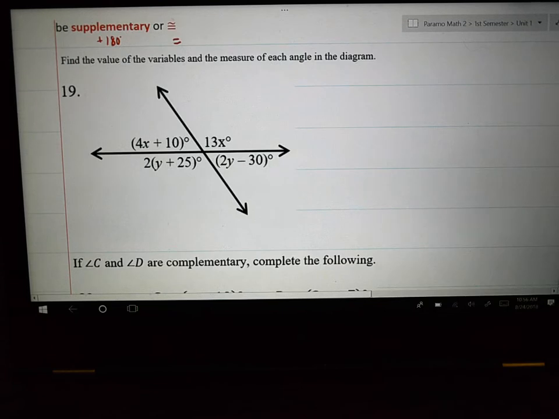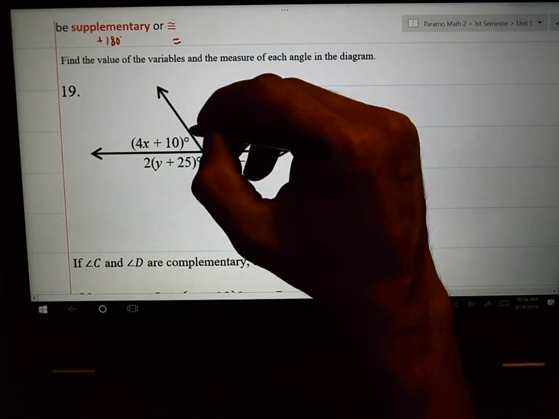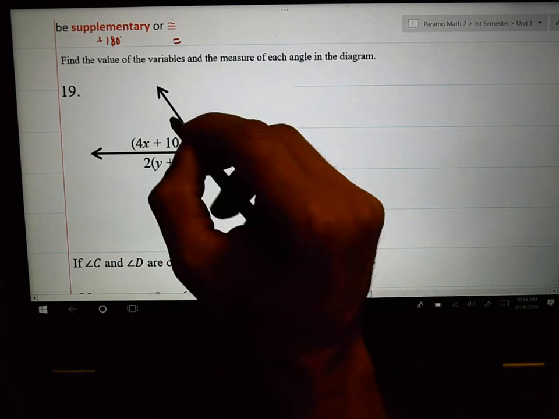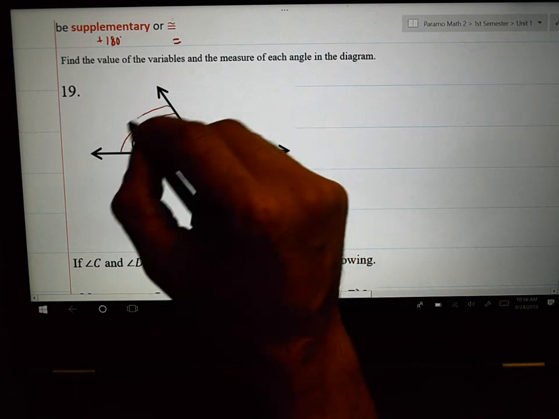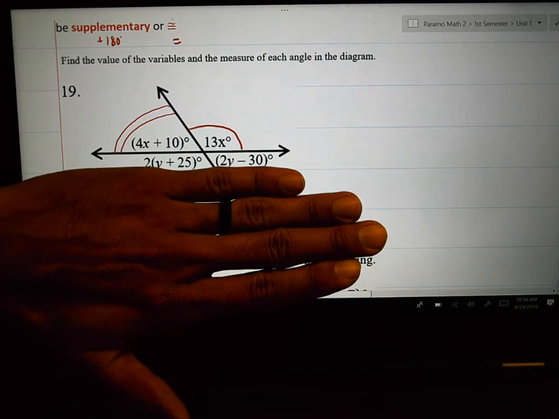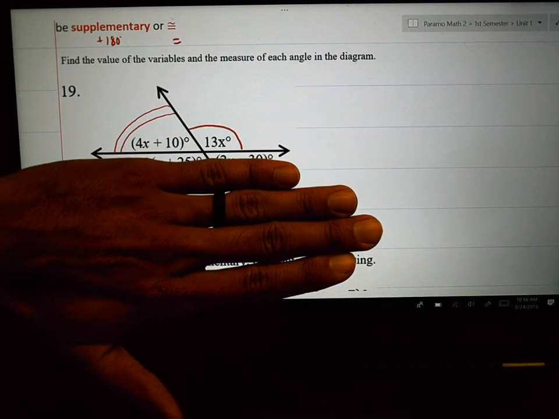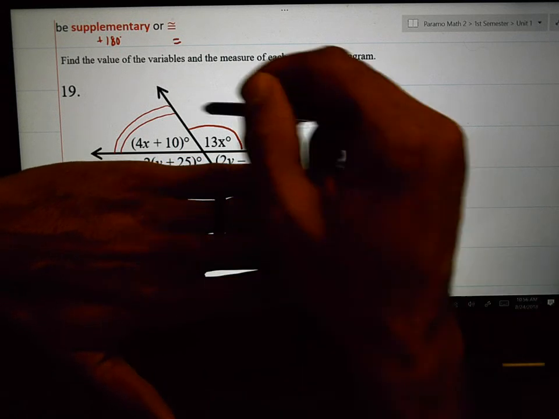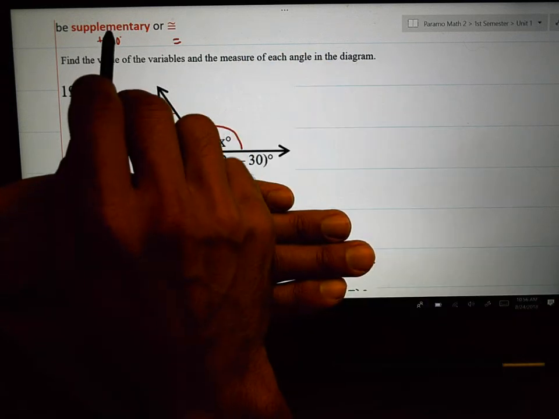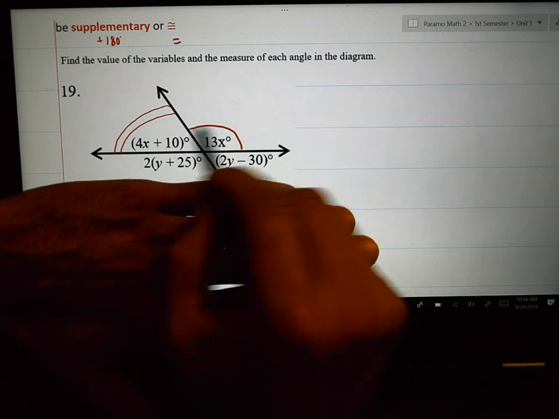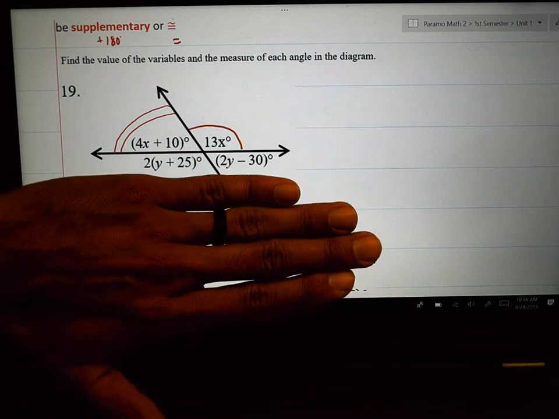So for number 19, this one is 13x, and the other x is here. This one is 4x plus 10. I want to ignore the y's and only figure out the x's first. And I have to figure out, are these supplementary or are they equal to each other? Are these equal to each other or are they supplementary? If you know, say it out loud. What are they?